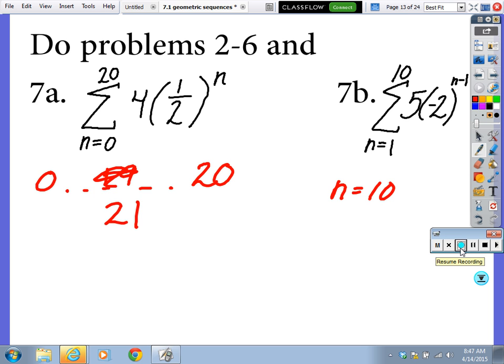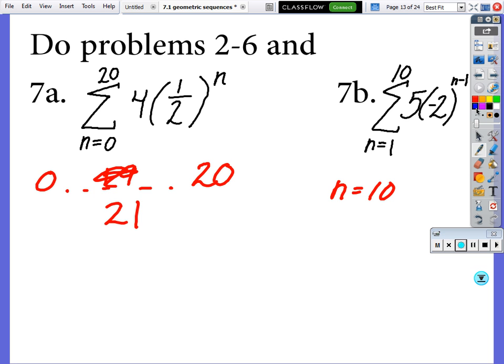I had a really good question I want to point out. Notice in this one we had n, and in this one we had n minus 1. Don't let that throw you off. The formula is still just with an n. The formula is what the formula is. The only thing that will change is when you're trying to figure out your first term.